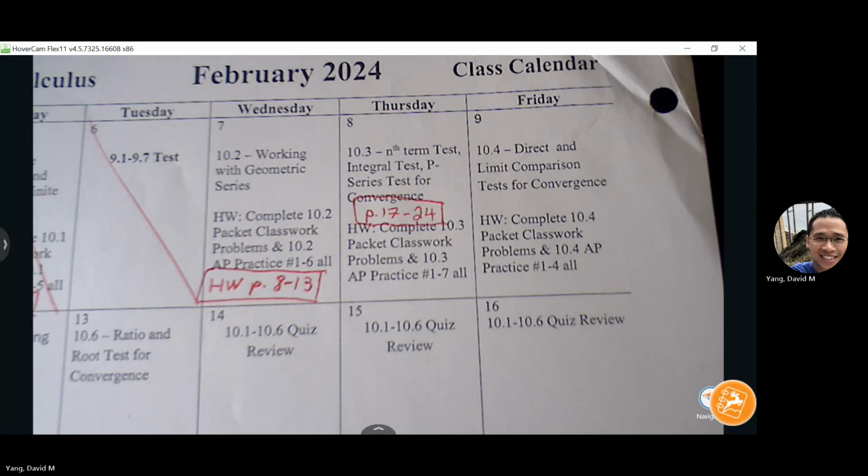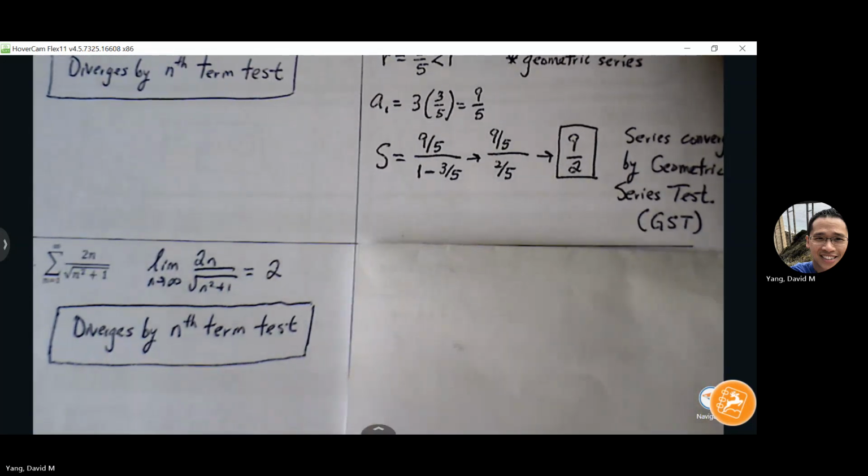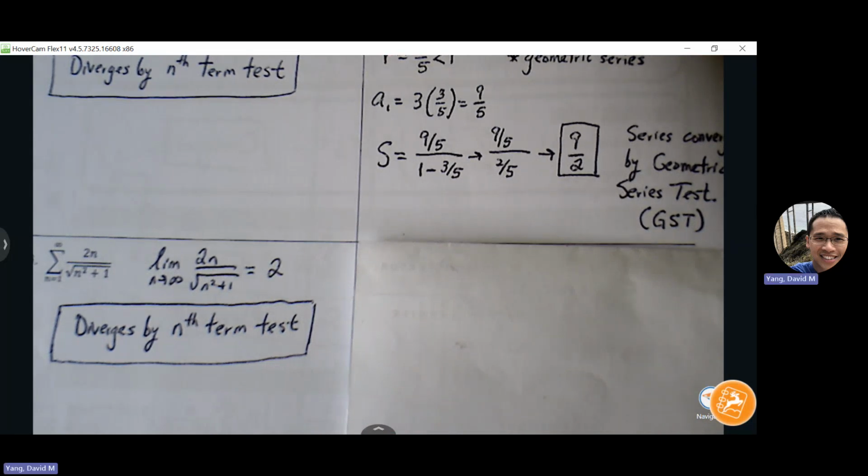Number 3 looks like it doesn't fit into a test that we know that we can easily categorize. So nth term would be good for that. What does nth term tell us for number 3? Divergence, right? It doesn't equal 0. So if it doesn't equal 0, that's enough for us to say it diverges.